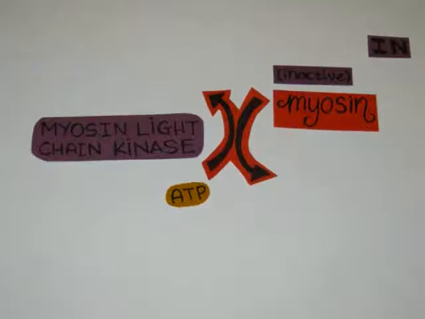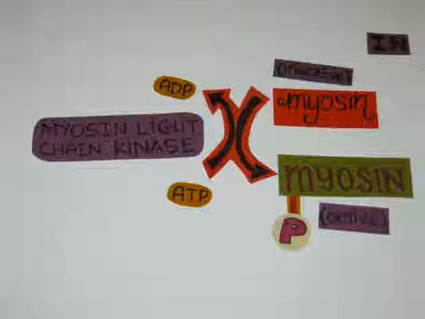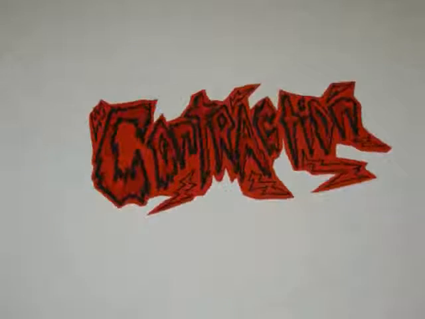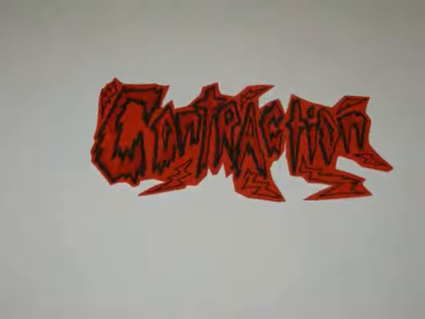Using ATP, myosin light chain kinase phosphorylates inactive myosin into its activated form. The phosphorylated myosin then leads to contraction of the uterus by forming a cross bridge with actin filament.